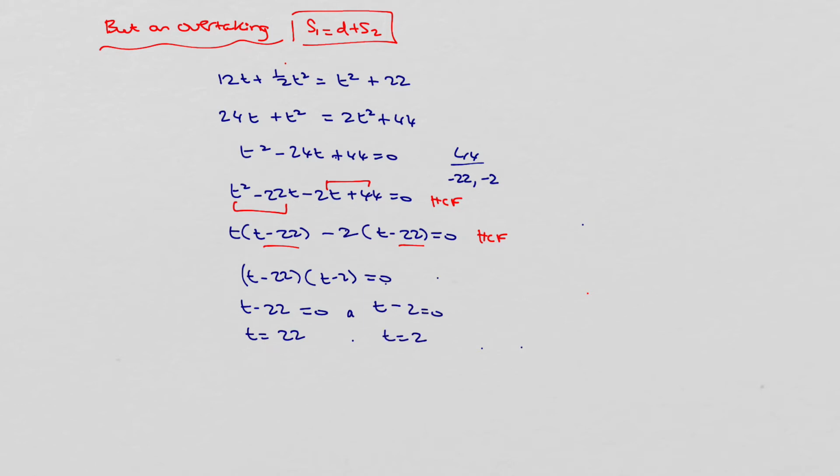So then we have 2 times. T1 will be the first one, T2 will be the second one, and our time is in seconds. So what that basically means is that Alberto overtakes Gustav after 2 seconds.